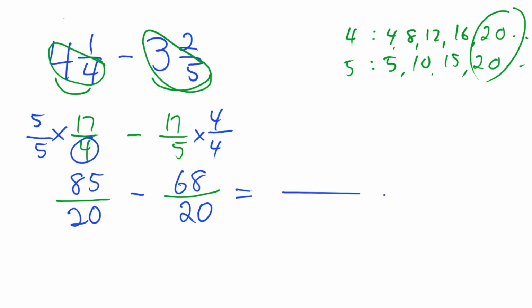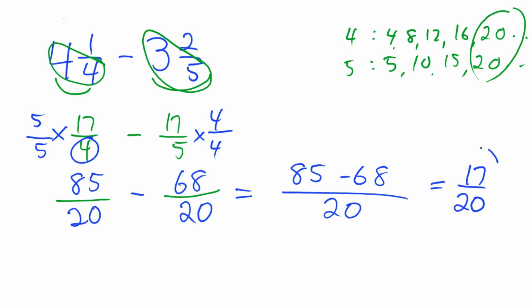And then to get our final answer, which will be in 20ths, we simply subtract our numerators. And that comes out to 17 over 20. We check to make sure our final answer is a simplified fraction, and it is, so we're finished.